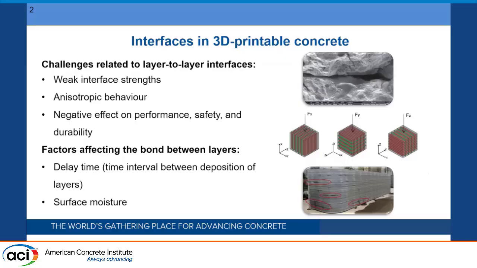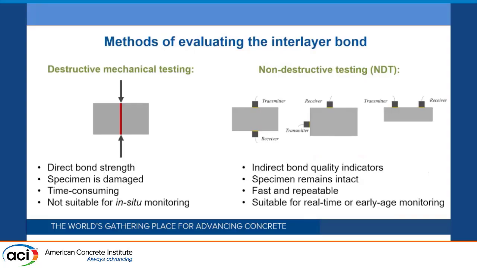The main factors that affect the bond between layers are the time interval, or the delay time, between the deposition of layers. This is directly related to the surface moisture. A higher surface moisture can provide a better fluidic environment for the layers to adhere, and this is also affected by some other parameters related to the printing process or the mix design itself. Now the question is, how can we evaluate the bond between layers?